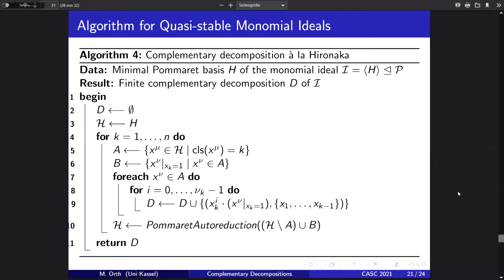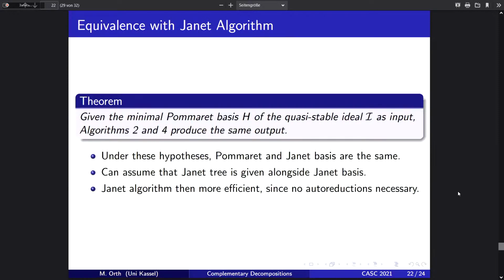And also here in line 10, the second to last line, we see that we have to perform certain auto-reduction operations during the course of this algorithm, which can be a costly operation. The reason why we have not yet performed a complexity analysis of this algorithm is that we were able to prove that the Janet algorithm actually produces the same output as algorithm 4, presented just now, for the Pommaret basis as input.